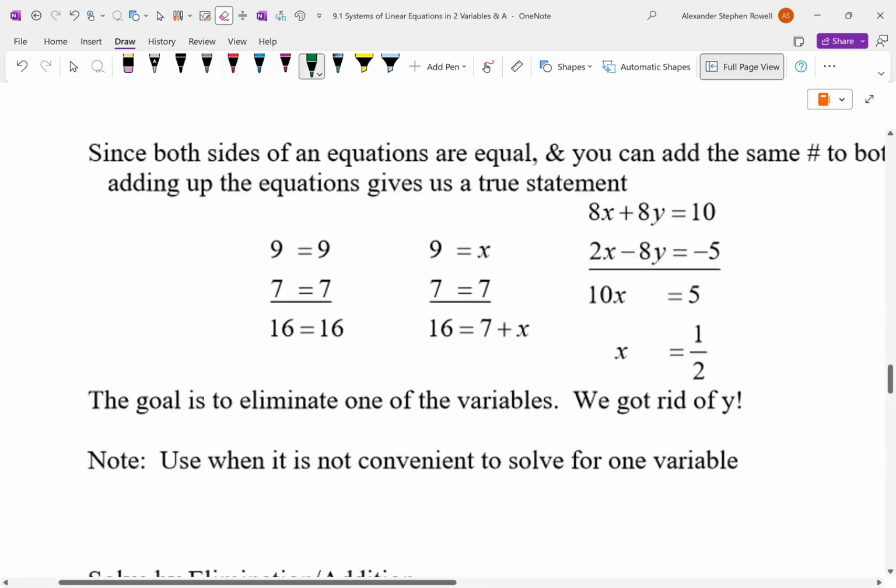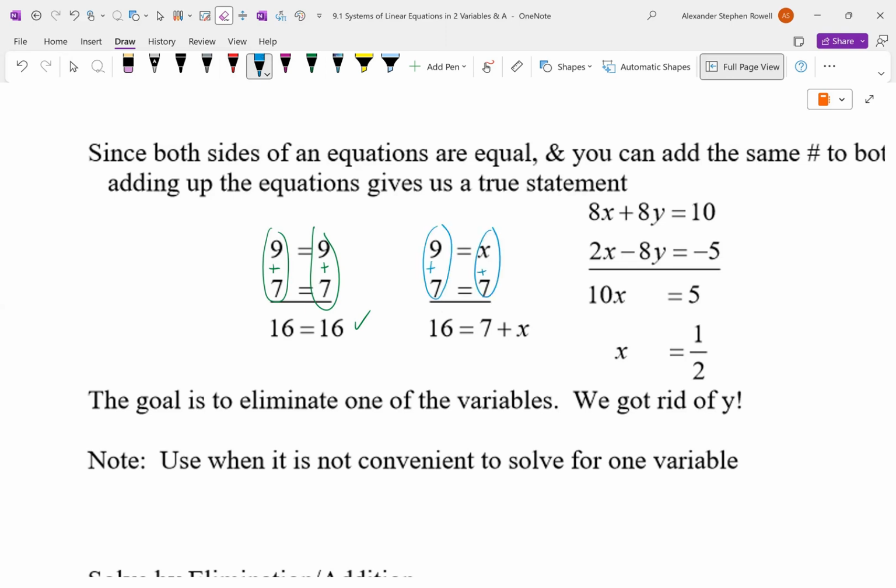You agree that I can add the same number to both sides of an equation? I can do 9 plus 7 and 9 plus 7 on both sides, and I get an equation that's still true: 16 equals 16. What if I say that 9 is equal to x? Can I add 7 to both sides and say now 16 is equal to 7 plus x? It's still true, right? Still 9 is the solution here.